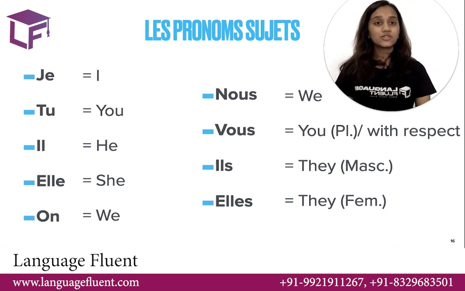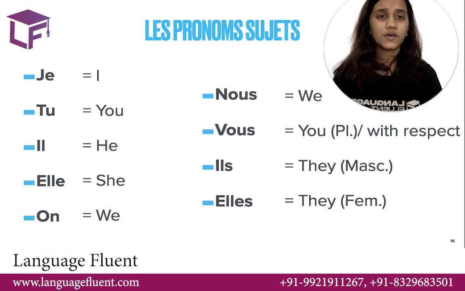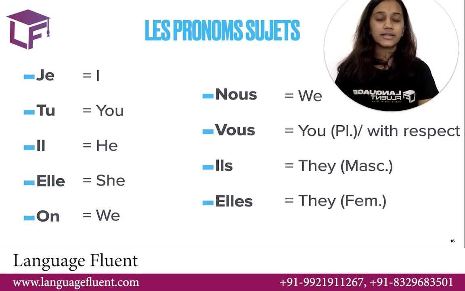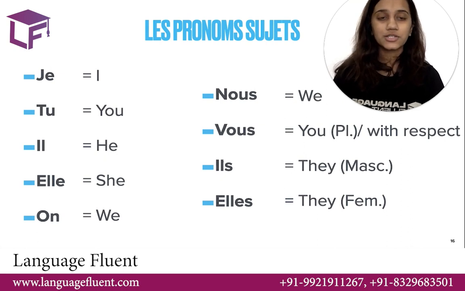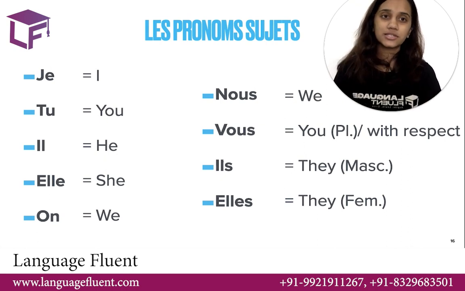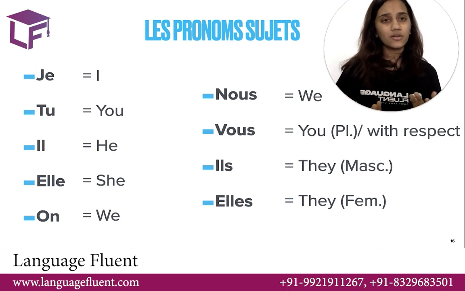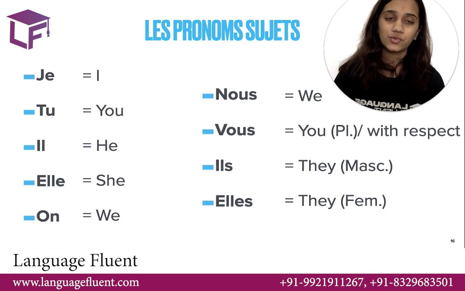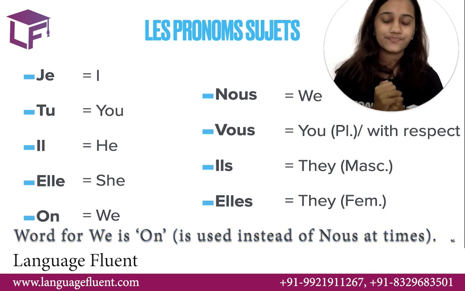Now, coming back to on, like I said, on is used in spoken language for we. So like in French, if you want to say nous mangeons un gâteau, so we eat a cake. Instead of that, while you speak only in spoken language, we can say on mange un gâteau instead of using nous. So on basically is used as a substitute for nous at times.